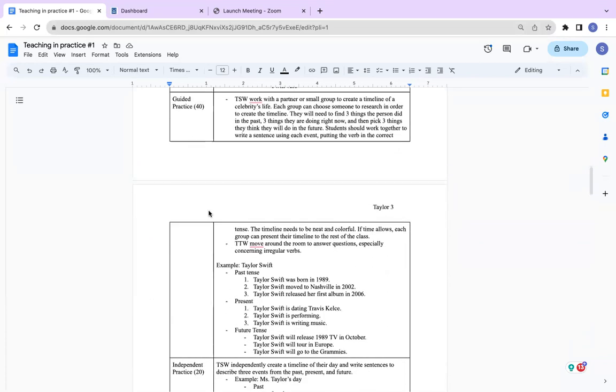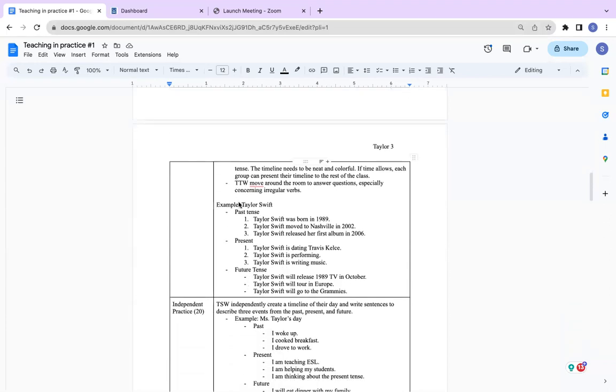With the guided practice, I would split students into groups, and they would pick a famous person to research, which would help get some reading into this activity. They would read about a famous person, and then create a timeline of that person's life. I gave an example of what one would look like using Taylor Swift. They would draw out the timeline, and make it pretty and neat.